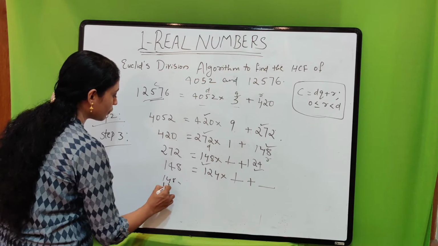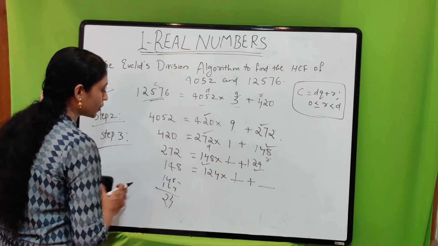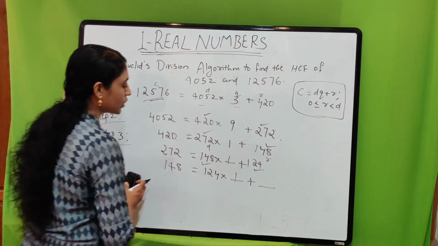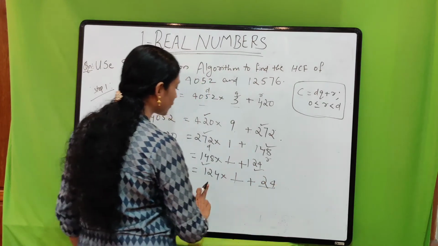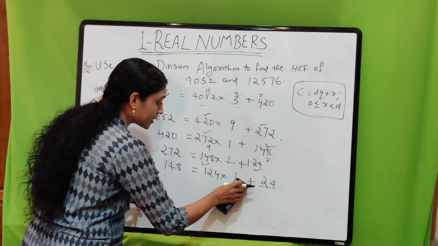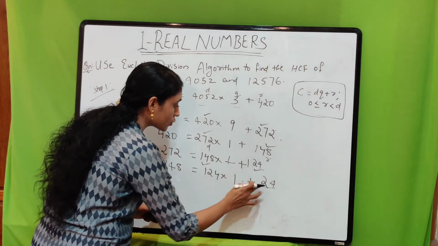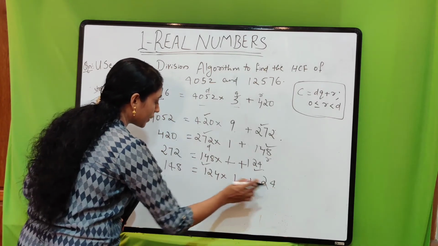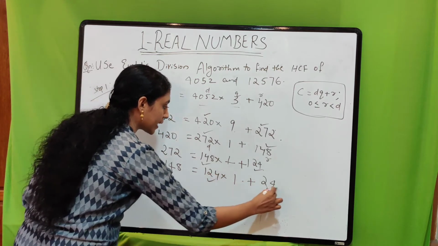148 minus 124, what is the answer? 24. So you can write 24 here, because when we do 124 plus 24 it is 148. So is the remainder 0 here? No, the remainder is 24, right? So next step, apply Euclid's division lemma again to D and R.